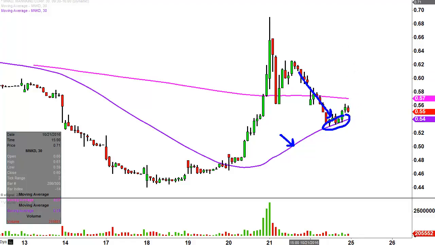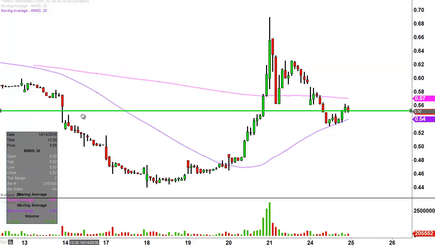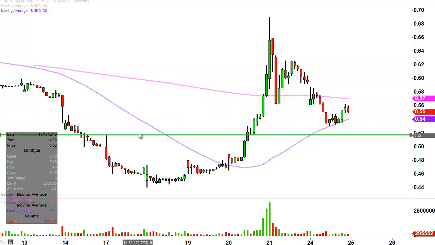So going forward, definitely that purple line is going to be the key level of support that you want to see hold. If it doesn't hold, then the next key level of support to keep an eye on is going to be down there at the 52-cent mark.